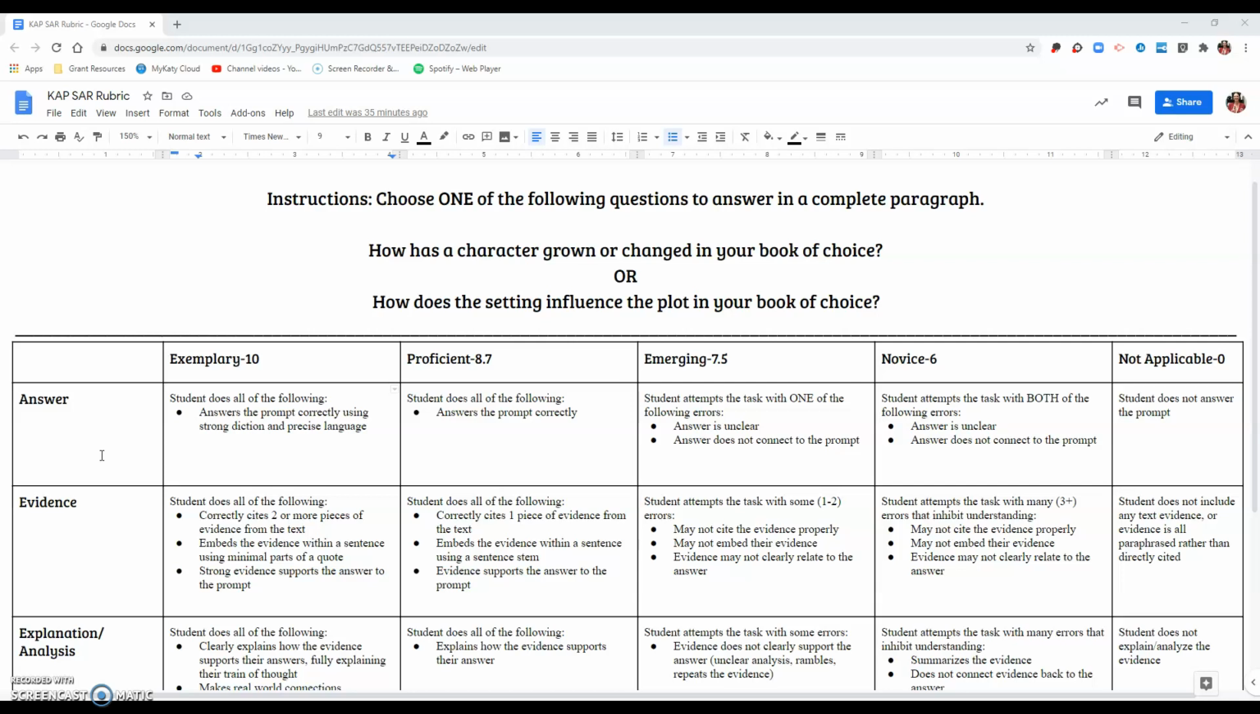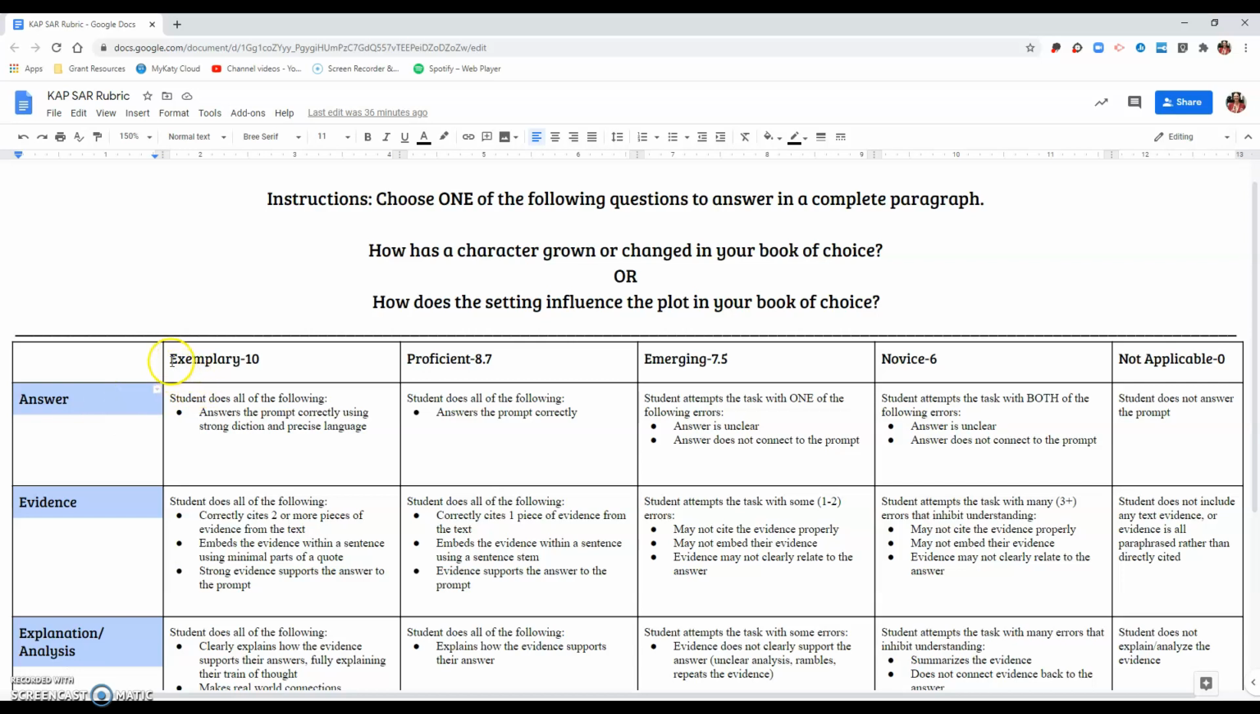Now, let's take a look over here at this column. These are our descriptors. So as you know from the videos in the past that you've watched, you're going to have three different parts in your response. You're going to answer the question. That's the first part. You're going to have your text evidence statement. That's the second part. And then in your third part, you're going to explain or analyze the text evidence and explain how it supports your answer. So those are the three parts that you will be graded on for this short answer response.